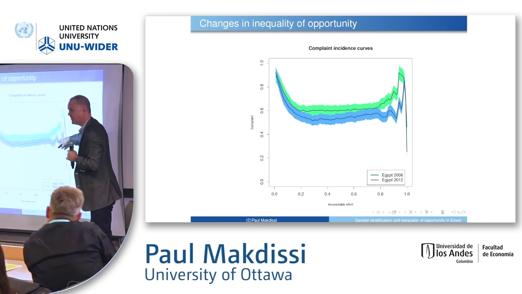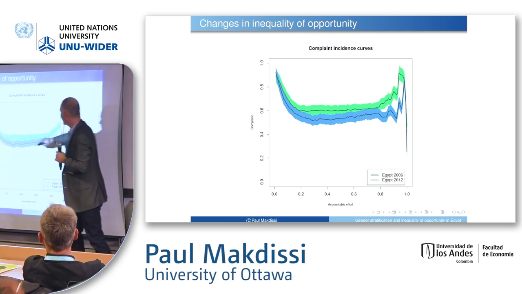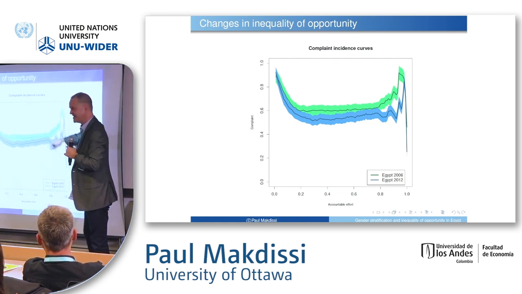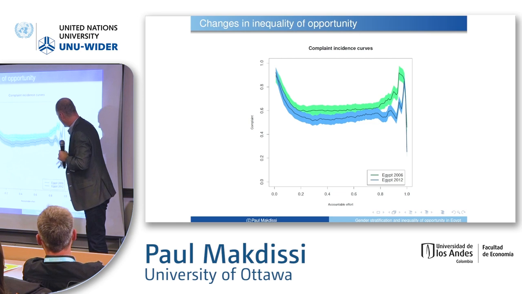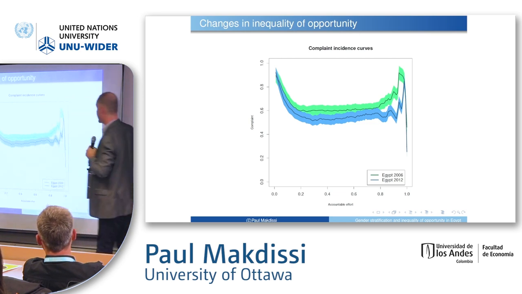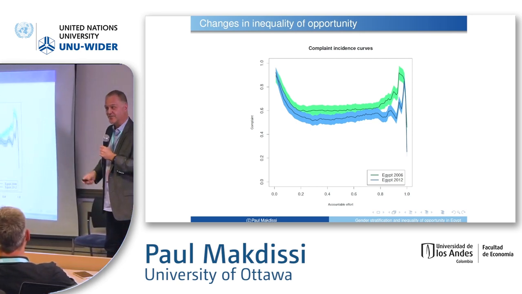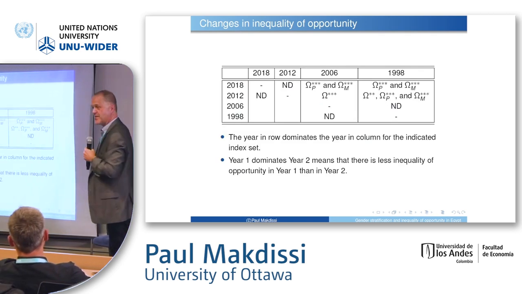2006, 2012. Remember, if one is lower, and here you have the confidence band, and we run a statistical test also on this, you have lower inequality of opportunity in Egypt in 2012 compared to 2006. It was going down before the Arab Spring. This is consistent with Assad et al. also. We compare all years.